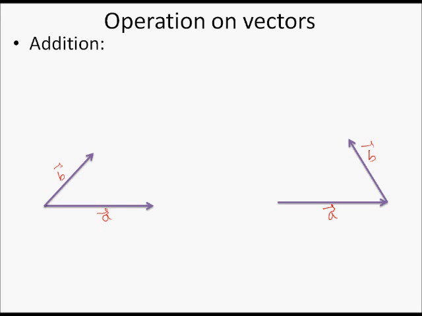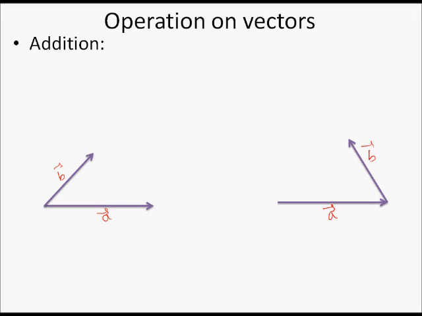How do you do addition of two vectors? Say there are two vectors a and b which start from the same point, or the other situation is where the second vector starts from the end of the first vector. So there are two situations when you are going to add two vectors.